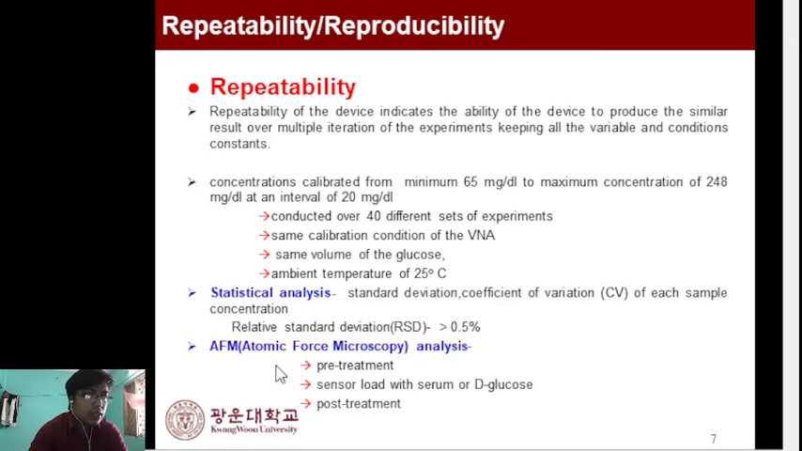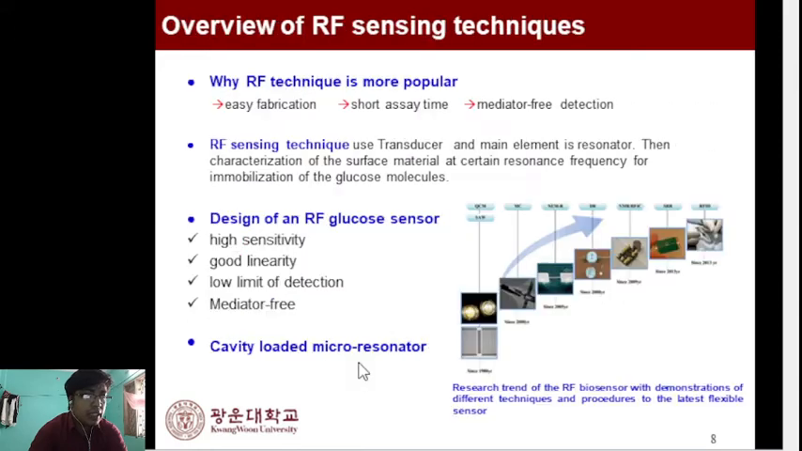Another study from this repeatability is atomic force microscopy analysis of the surface, as a performance measure. For this we do pre-treatment and sensor loading with the glucose, and post-treatment as well.